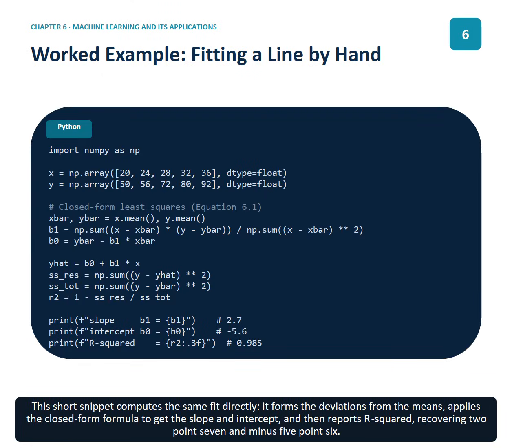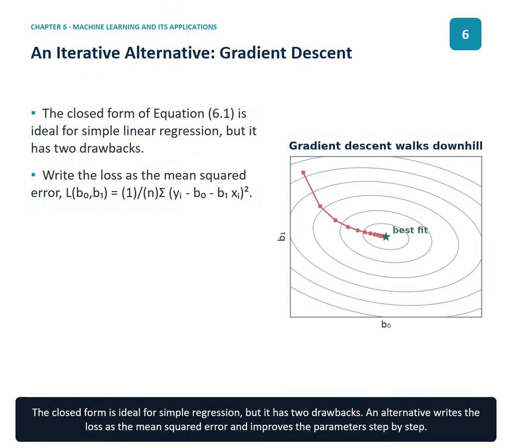This short snippet computes the same fit directly. It forms the deviations from the means, applies the closed-form formula to get the slope and intercept, and then reports r squared, recovering 2.7 and minus 5.6. The closed form is ideal for simple regression, but it has two drawbacks. An alternative writes the loss as the mean squared error and improves the parameters step by step.